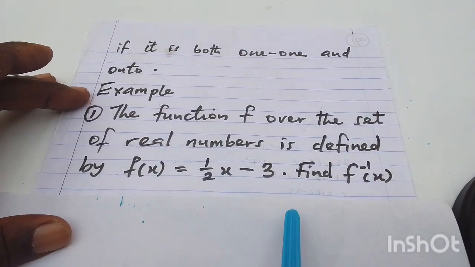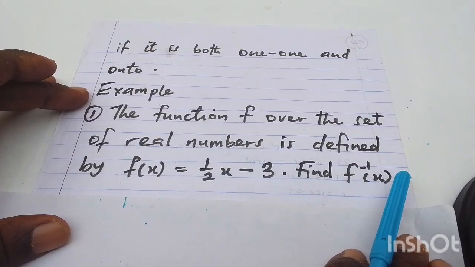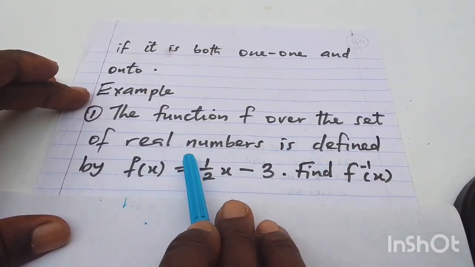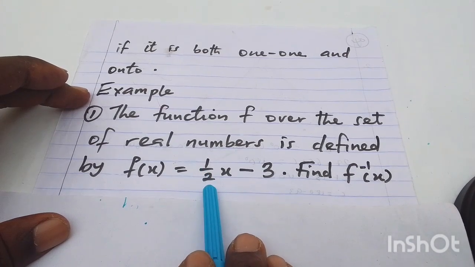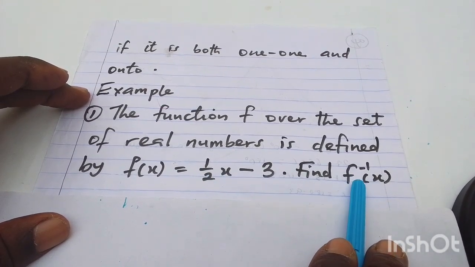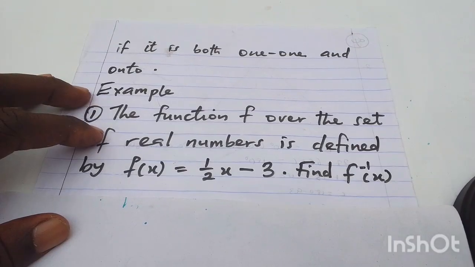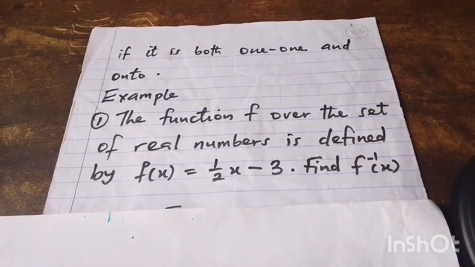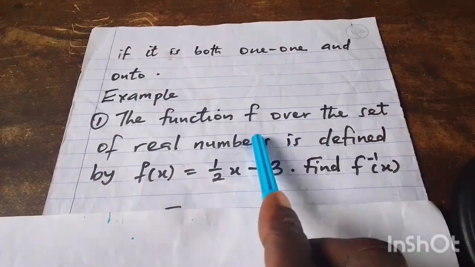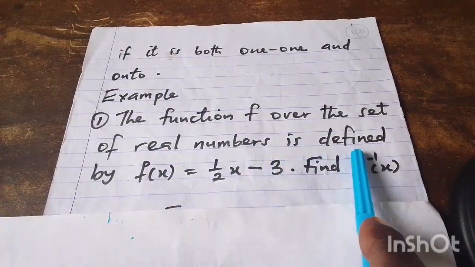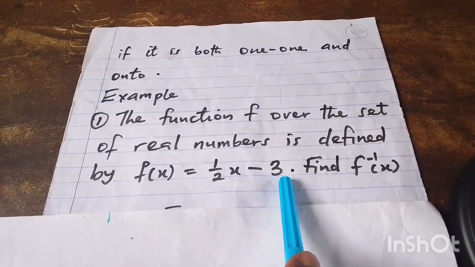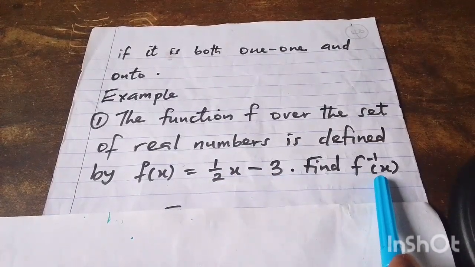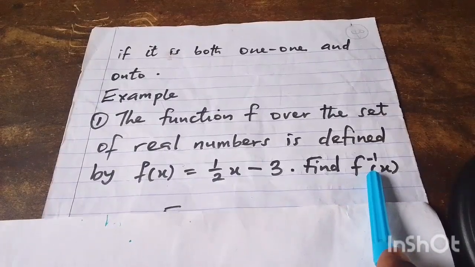So to know how you are going to treat this, the function f over the set of real numbers is defined by f of x is equal to 1 over 2x minus 3. Find f inverse. You are told to find f inverse. Now let us look at this example. The function f over the set of real numbers is defined by f of x is equal to 1 over 2x minus 3. Find f inverse.